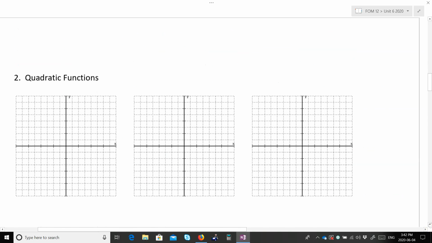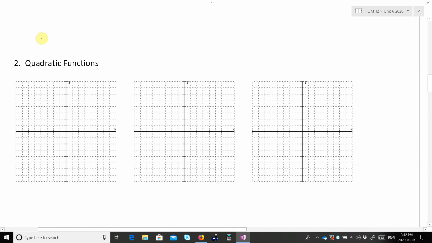Then we talked about quadratic functions, and quadratic functions either look like this, an upward parabola, or down like that. And these are of degree 2, meaning the highest power of x is x to the 2. That also means that there are 2 possible x-intercepts.